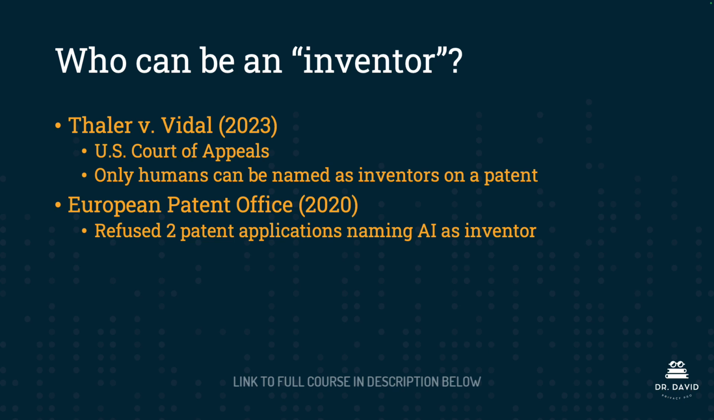In the United States, a case that you need to know is Thaler v. Vidal, and this is from 2023. In this case, a U.S. Court of Appeals ruled that only humans can be named as inventors on a patent. In the European Union, the European Patent Office in 2020 refused 2 patent applications naming AI as an inventor. And so as of right now, it looks like AI cannot be named an inventor, but of course, this is a space that you'll want to keep an eye on.